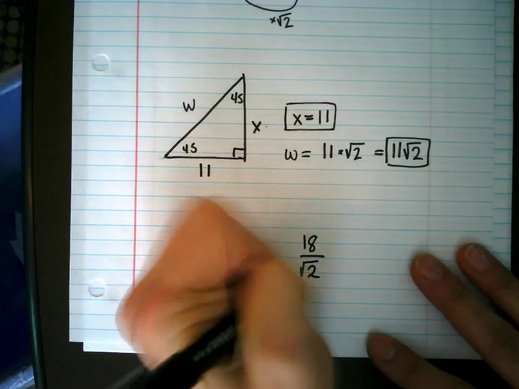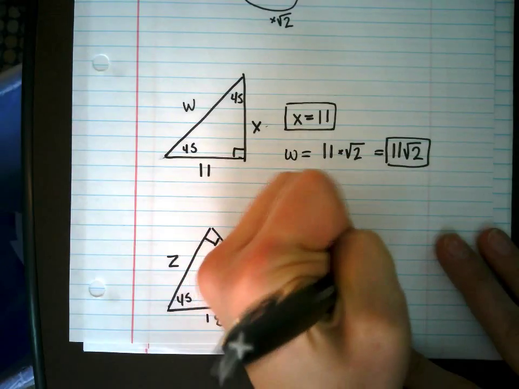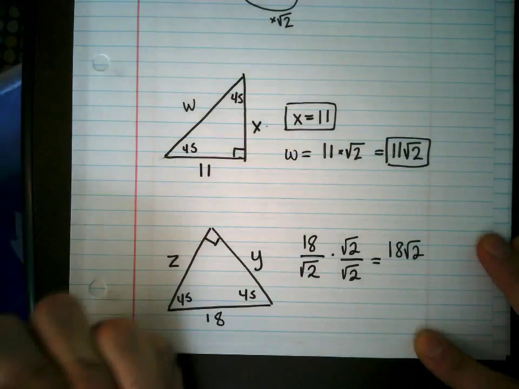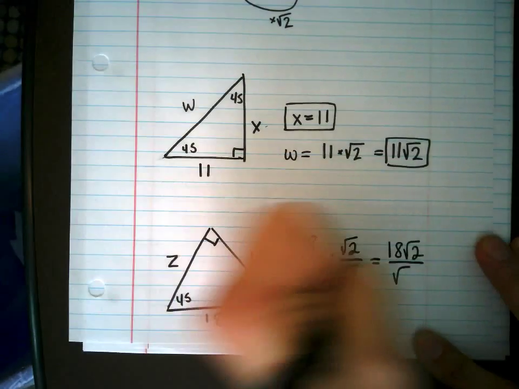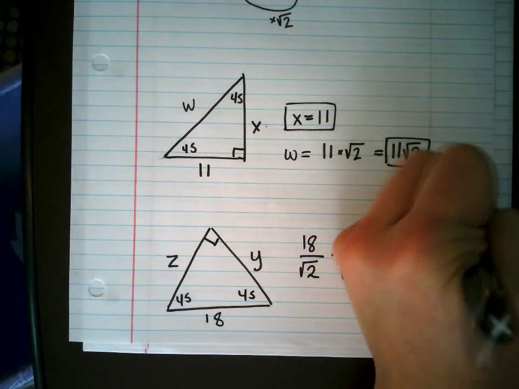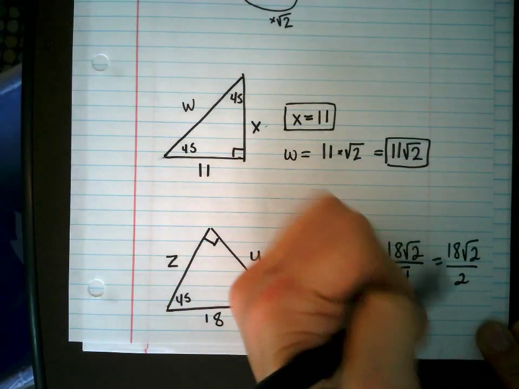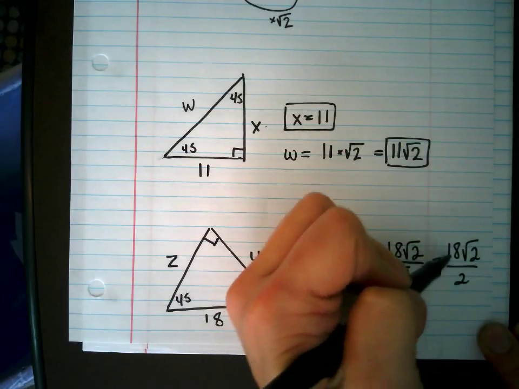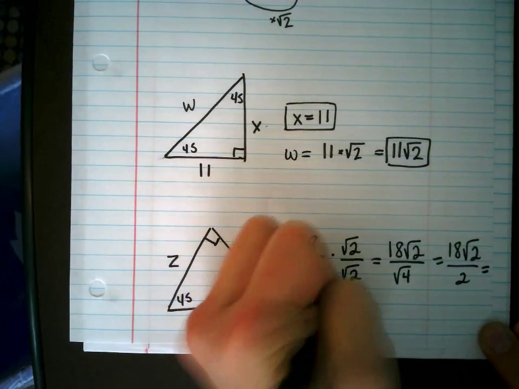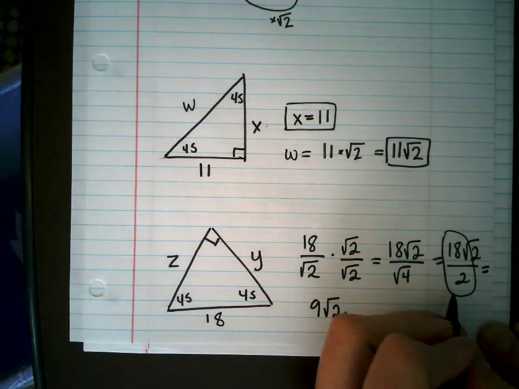And then again, we cannot have a radical in the bottom, or the denominator of a fraction, so I'm going to multiply by radical 2 over radical 2 to cancel that out. So I end up at 18 times radical 2 on top. And this turns into radical 4, which can be simplified because 4 is a perfect square, and the square root is 2. But then I can simplify the coefficient and the denominator, and I end up with this being equal to 9 radical 2, because those two numbers can be simplified again.